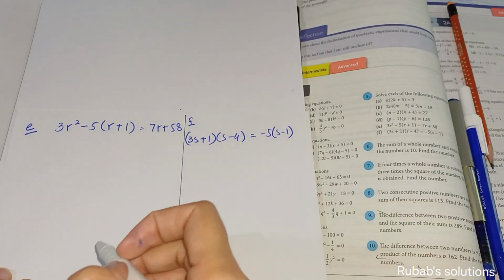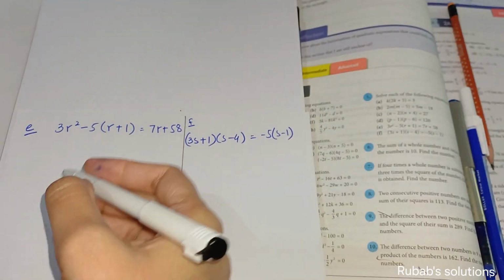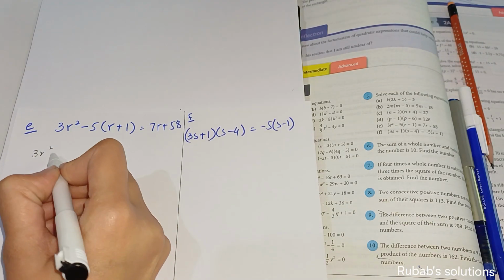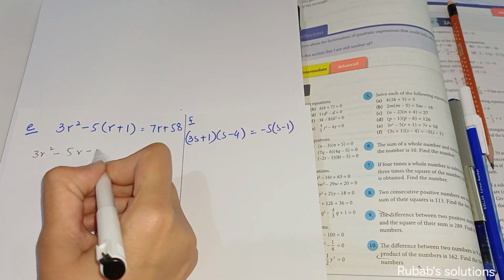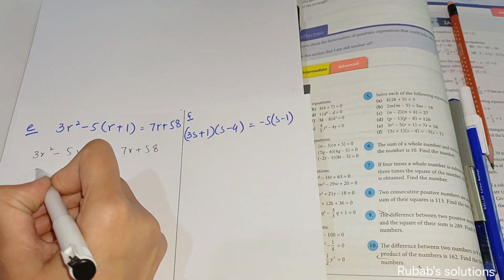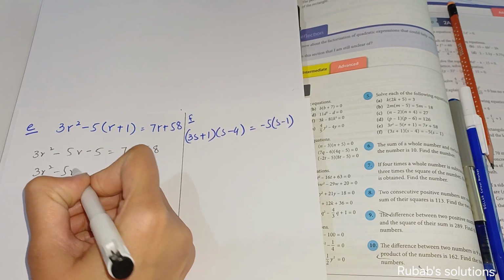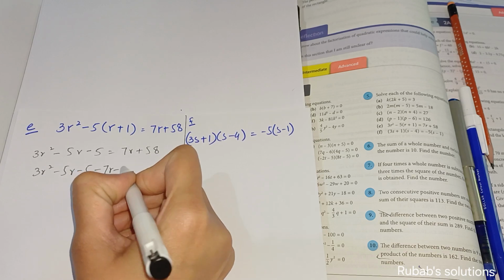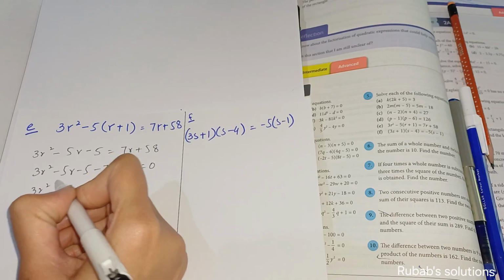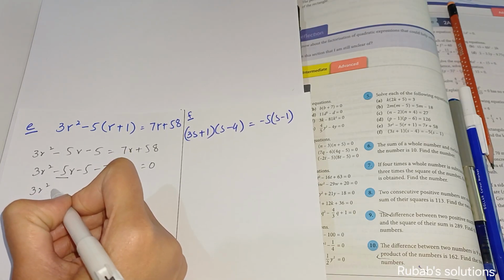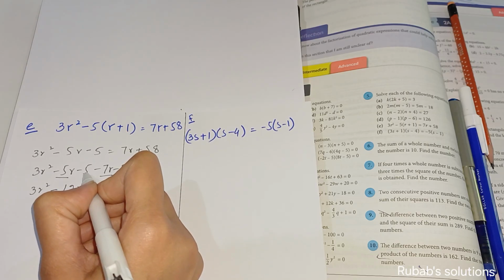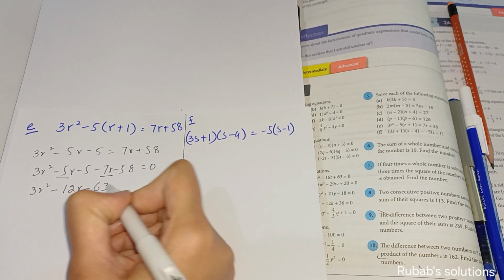Okay, part E is 3r square minus 5 into r plus 1 is equal to 7r plus 5. That means I have to simplify it first. 3r square minus 5r minus 5 is equal to 7r plus 58. I will shift all the terms on one side. It will become 3r square minus 5r minus 5 minus 7r minus 58 is equal to 0. Now I will add or subtract the like terms.